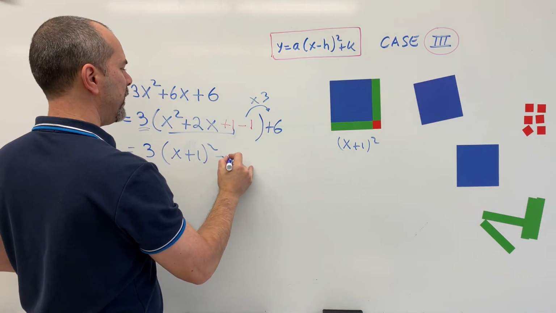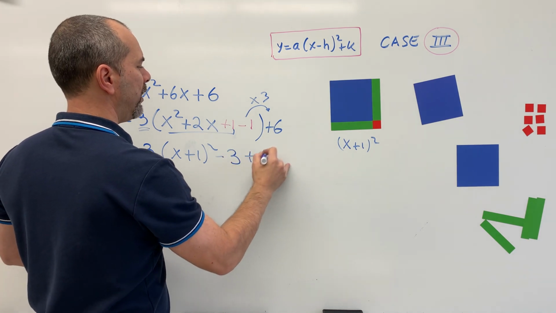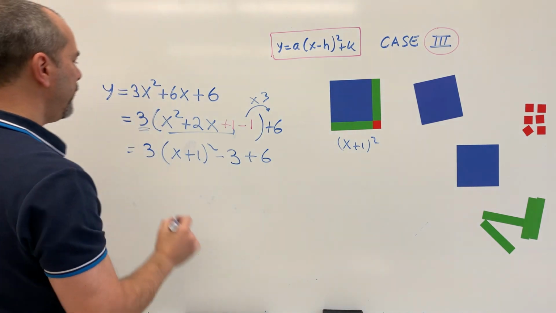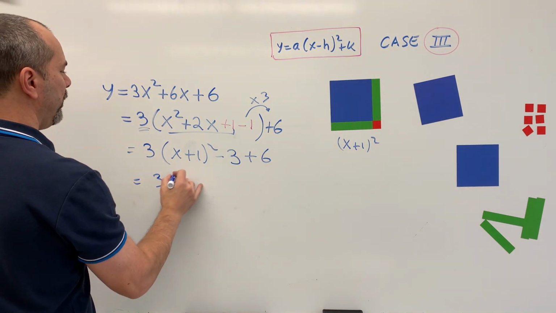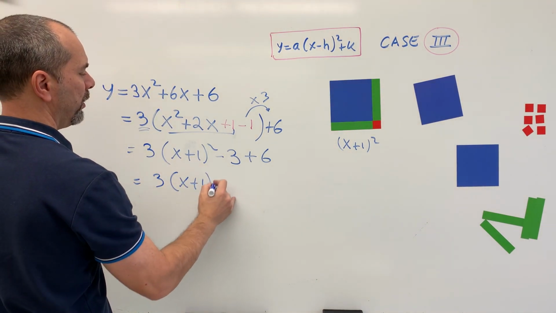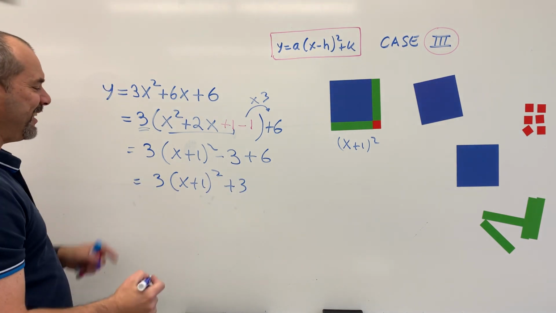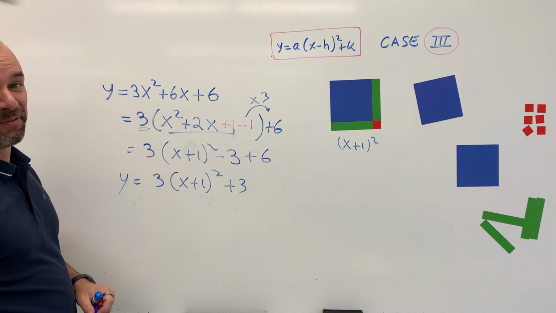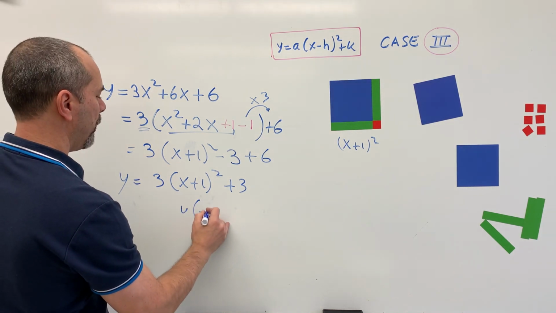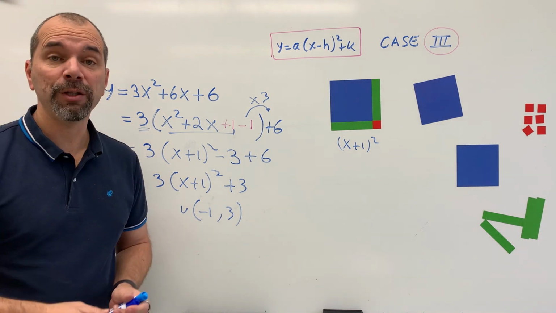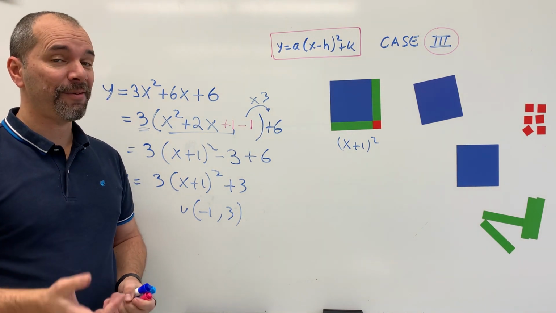So that's going to be minus 3. And I still have the plus 6 from before. Those 6 that were there waiting. Now let's combine them, and we have 3(x plus 1) squared plus 3, and that is already vertex form. Our vertex is minus 1 and 3. And that's how you complete the square with the case number 3.